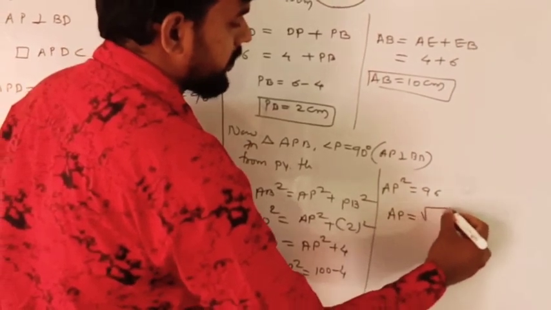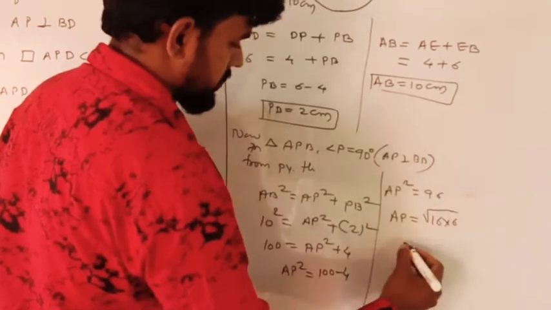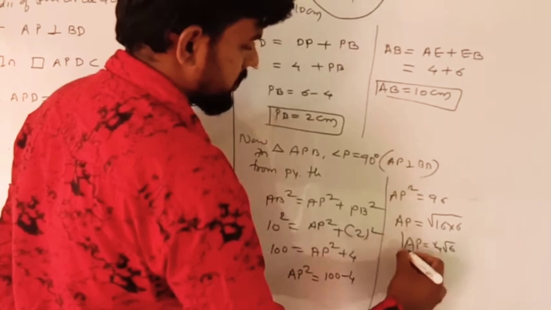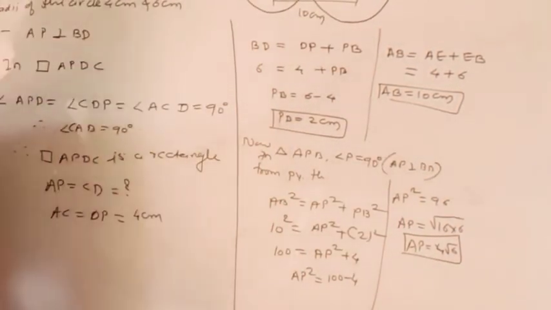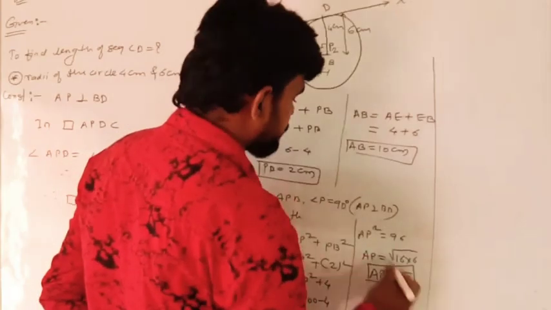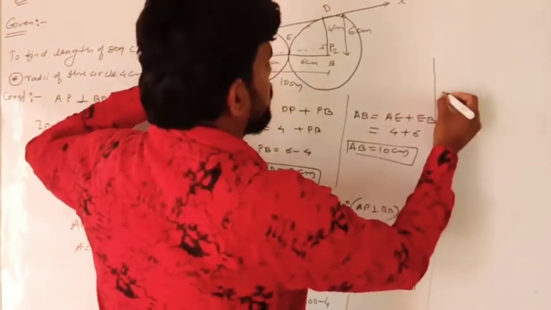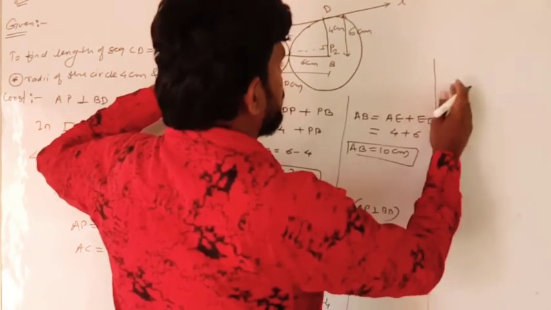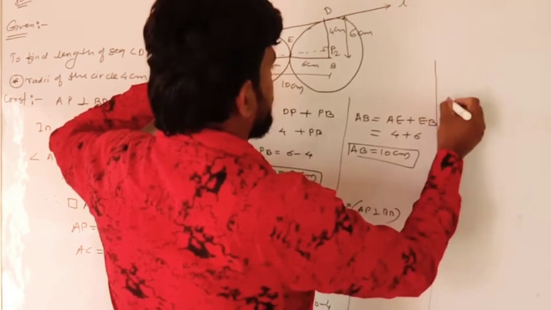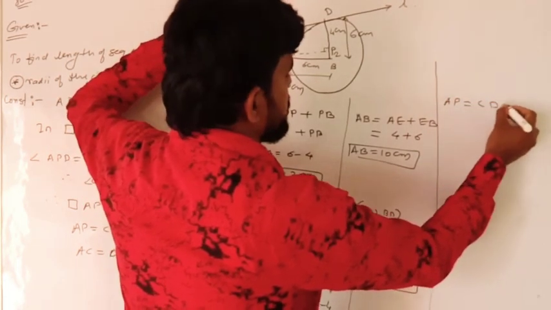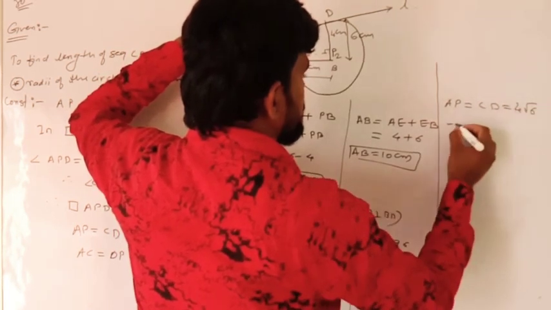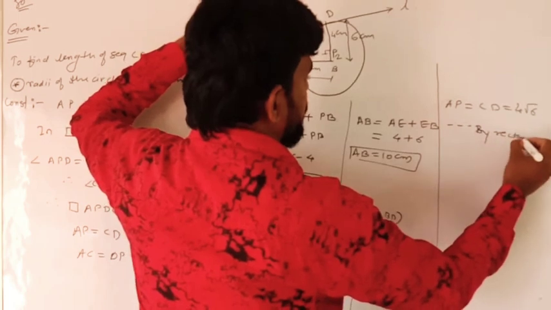AP is equal to root 16 into 6. So AP is equal to 4 root 6. Am I right? Okay, now we know that AP is equal to CD is equal to 4 root 6 by rectangle properties.